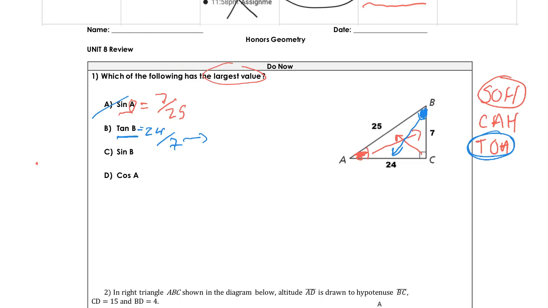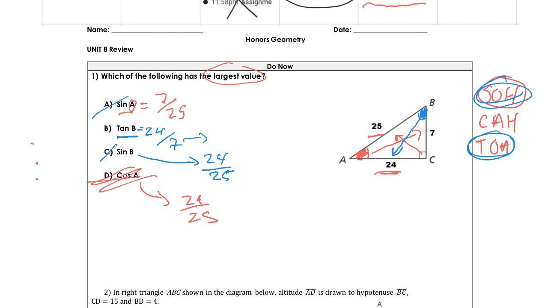Now if I'm looking at sine of B, opposite over hypotenuse. Opposite's 24. I'm going to draw this over here. Hypotenuse is 25, so that's less than 1. And the last one, cosine of A. Go back to the red angle. Adjacent over hypotenuse. So cosine of A is 24 over 25. So the correct answer is the only one that's bigger than 1, which is tan B. So that's going to be the answer for which one's the largest.